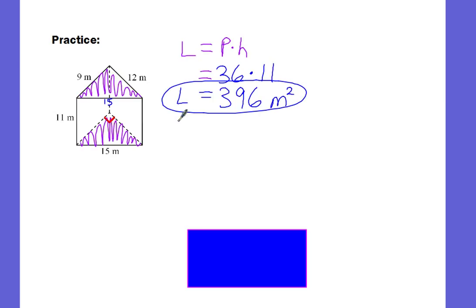Okay, so let's go ahead and find total surface area, which is basically our lateral area, right? P times H, plus our 2 bases, so 2B.